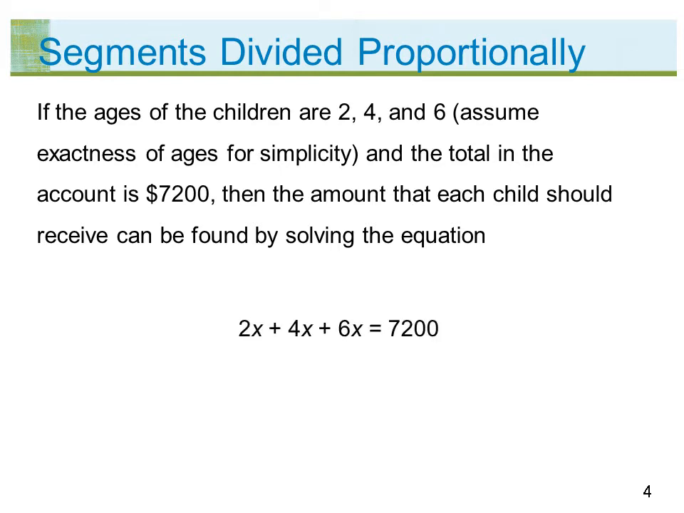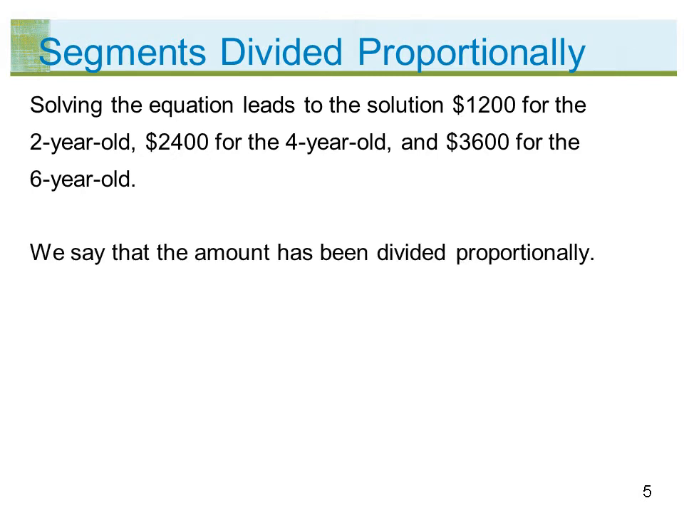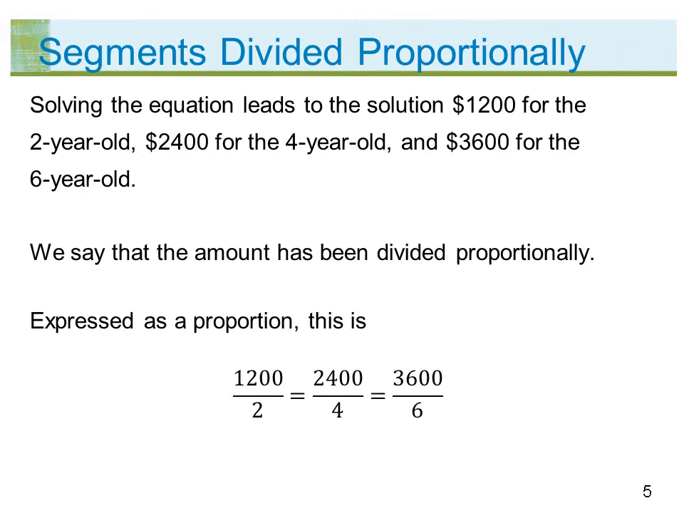2x + 4x + 6x = 7,200. 12x = 7,200, x = 600. Solving the equation leads to the solution $1,200 for the 2-year-old, $2,400 for the 4-year-old, and $3,600 for the 6-year-old. We say that the amount has been divided proportionally. Expressed as a proportion, 1,200 divided by 2 equals 2,400 divided by 4 equals 3,600 divided by 6.